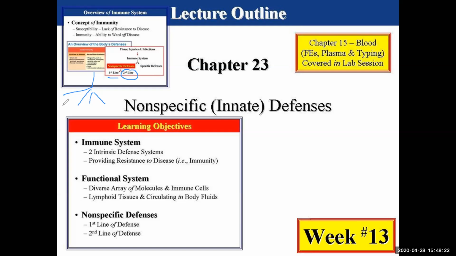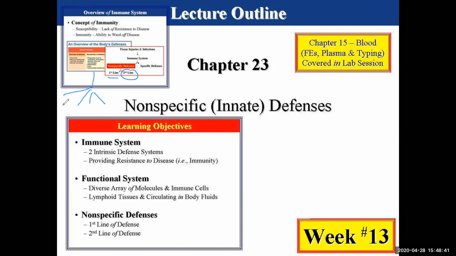Phagocytosis means cell eating. So these cells can actually eat up an entire bacterial cell. The entire bacterium would be brought in inside, for example, a phagocyte, such as a macrophage.